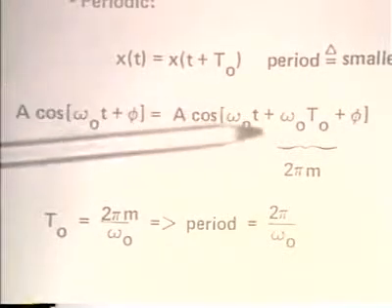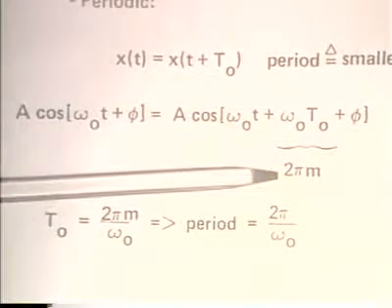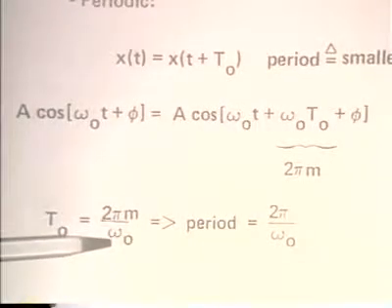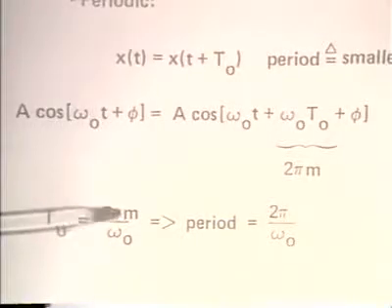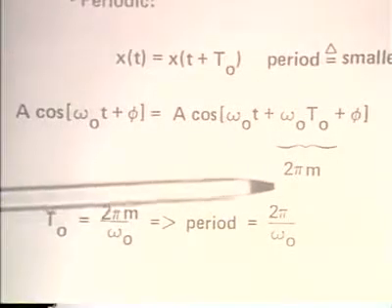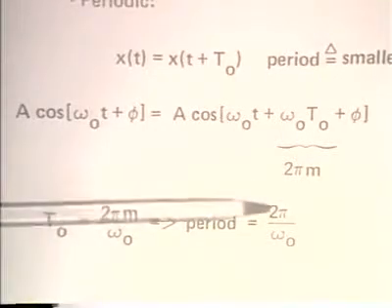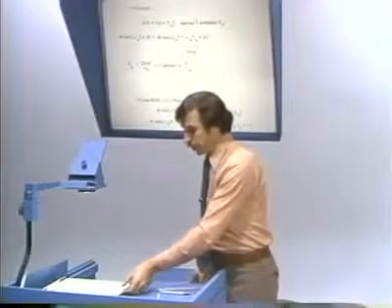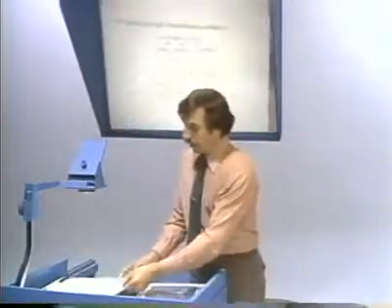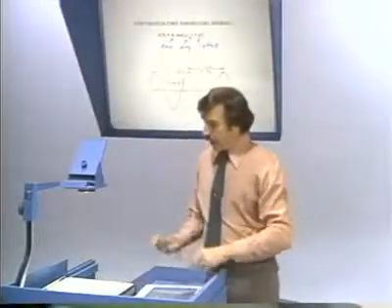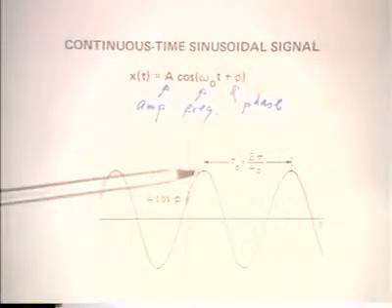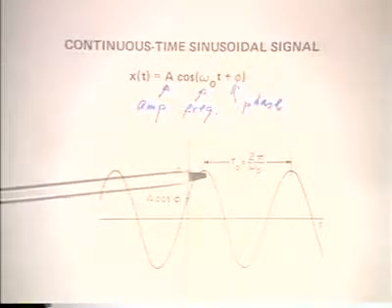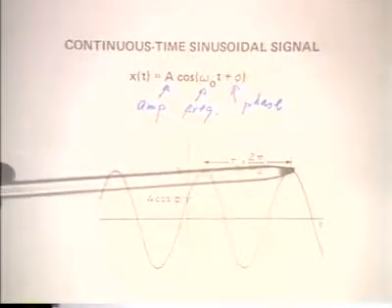So with omega 0 t0 equal to 2 pi times an integer, or t0 equal to 2 pi times an integer divided by omega 0, the signal repeats. The period is defined as the smallest value of t0, and so the period is 2 pi divided by omega 0. And going back to our sinusoidal signal, I've indicated here then the period as 2 pi over omega 0, and that's the value under which the signal repeats.